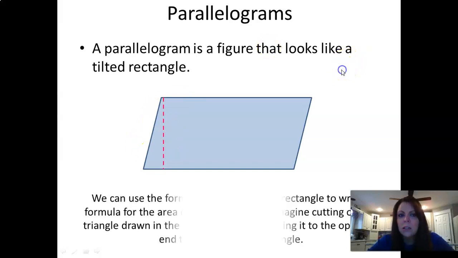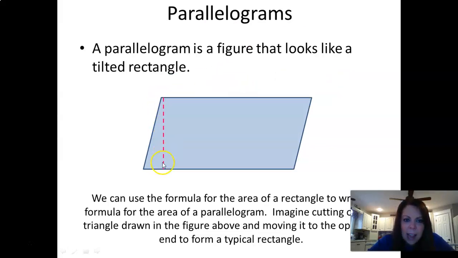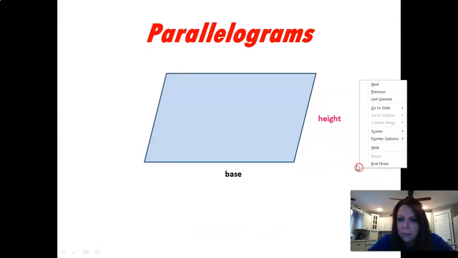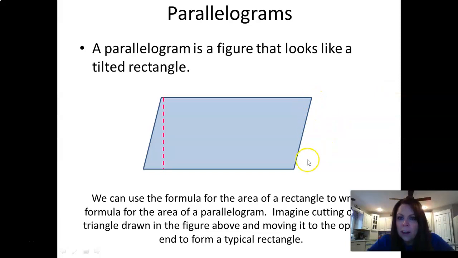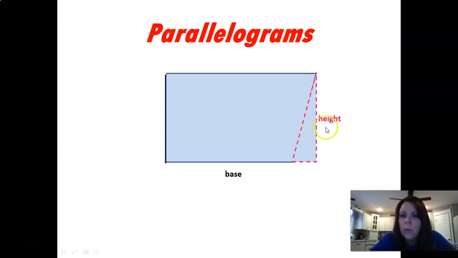Okay, so this looks like a tilted rectangle, but if we take this end and we chop it off and we move it over here and put it over here, it will make a perfect rectangle. And I'm going to show you that in the next picture, I think. So we can use the area for a rectangle to write a formula for a parallelogram, okay? All right, let's look at it on this one. So we chop it off and move it over here. And now look, we have a perfect rectangle. So we would just take our height and multiply it times the base.